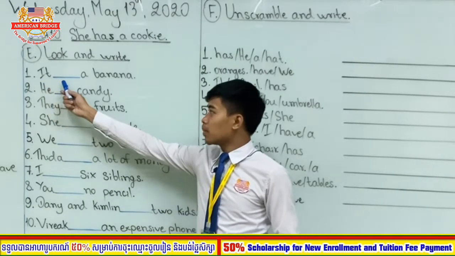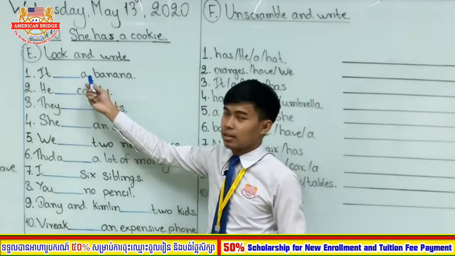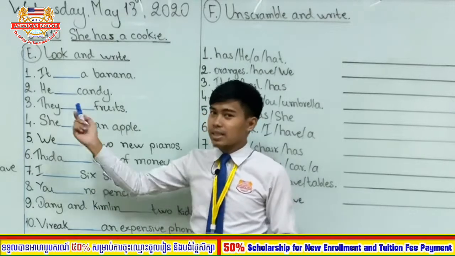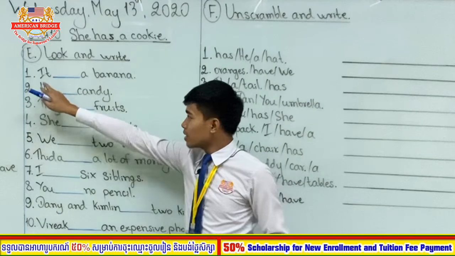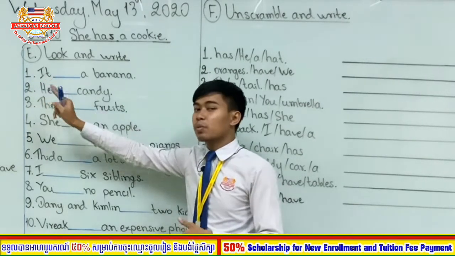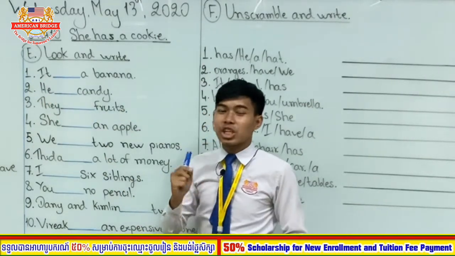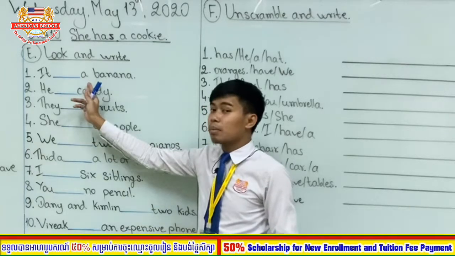Okay, so now let's go to number 1. It blank a banana. So what is your answer? It has or it have? So the answer is, look at the subject it. So it we use with has, right? H-A-S. So it has a banana.